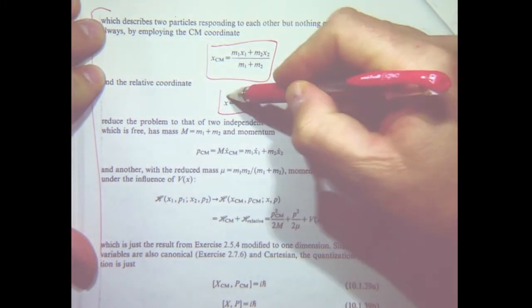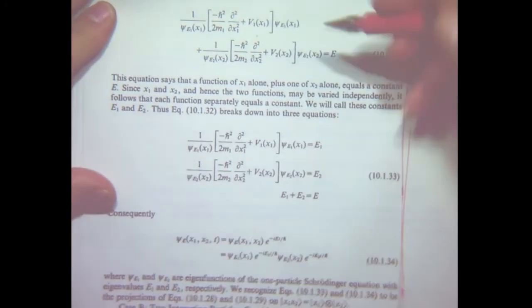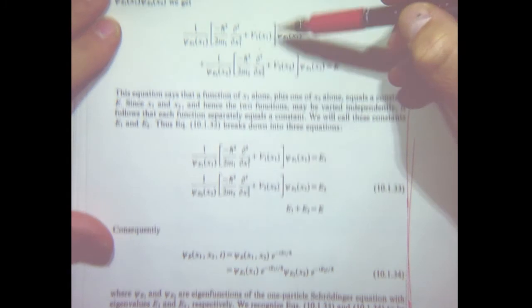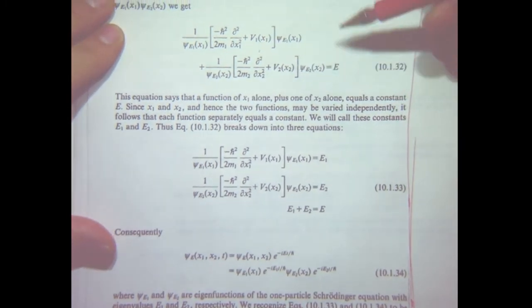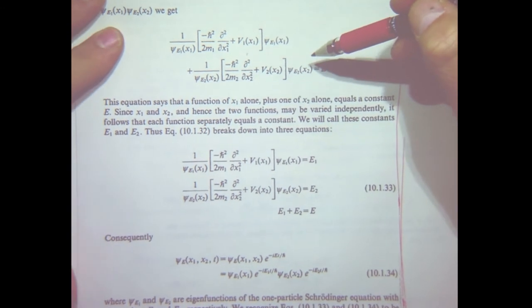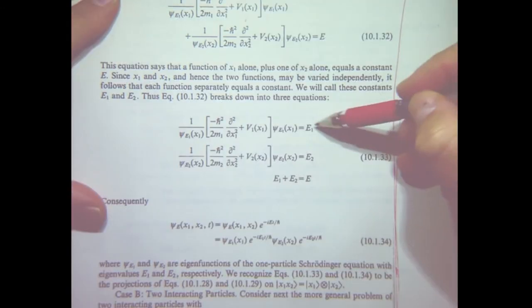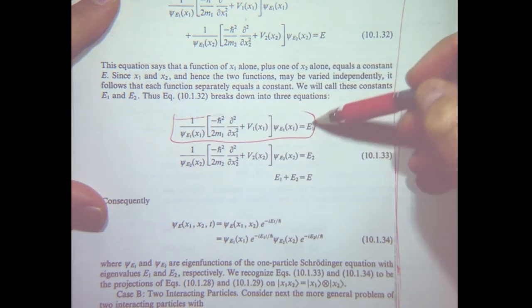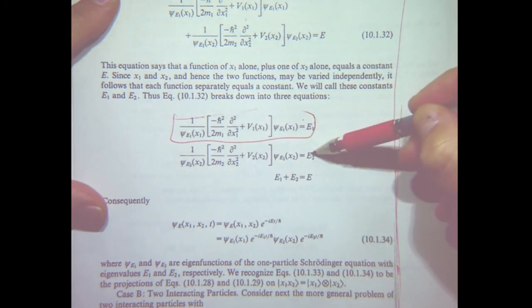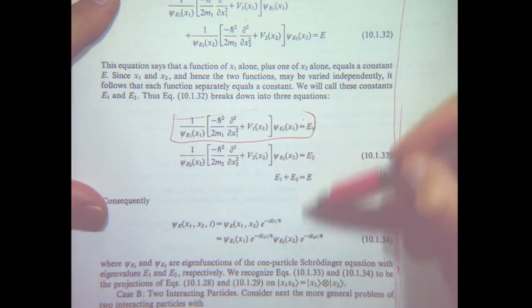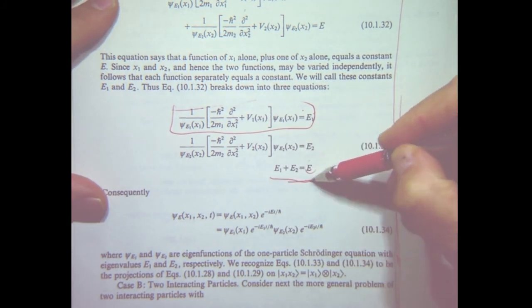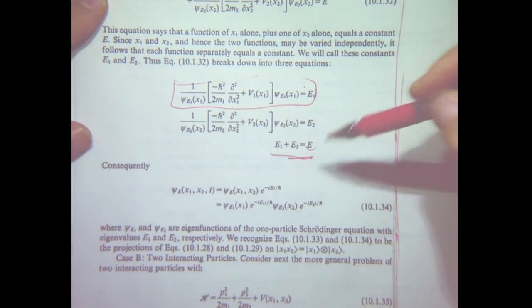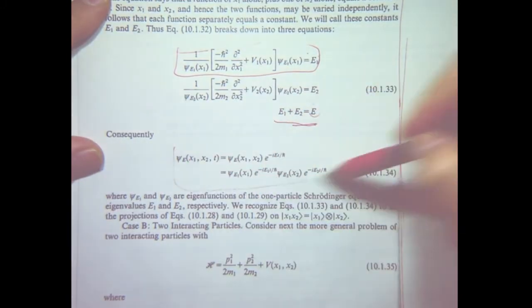Okay, let me just backtrack a little bit. If the Hamiltonian is separable, then that leads to a separable partial differential equation for Schrodinger's equation. It just becomes the Schrodinger equation for separate particles. This one here is for particle 1, this one here is for particle 2. If you had n particles, they'd all be separable, and the total energy is a sum of the single energies. That's what that would end up being. And the solution is very simple.